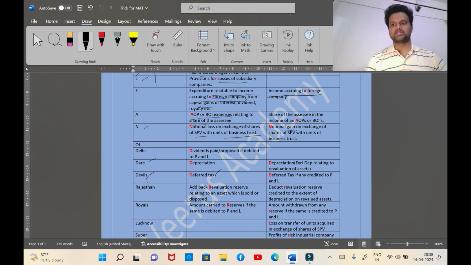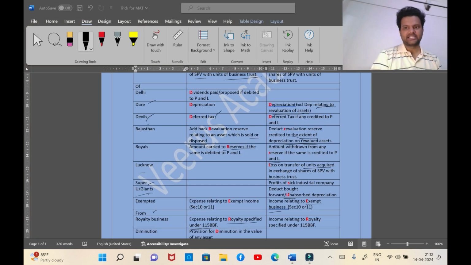Similarly, depreciation also. Depreciation, you need to add back the entire thing, whatever is debited to the P&L, and you need to deduct the entire depreciation. If there is any depreciation relating to the revaluation of asset, you need not add back. Remaining depreciation only you need to deduct. I hope that you have already learned this concept of MAT.